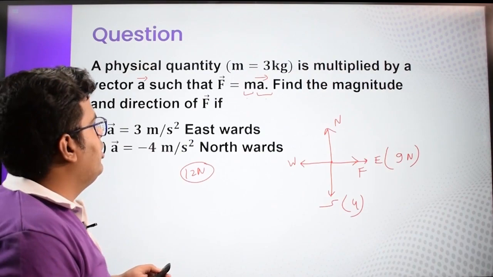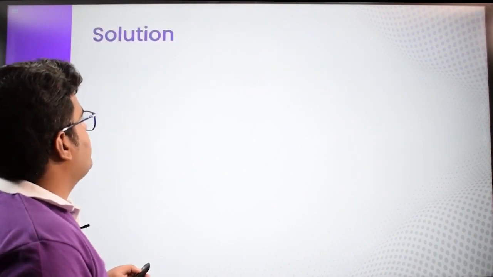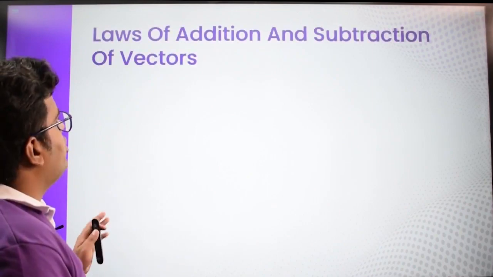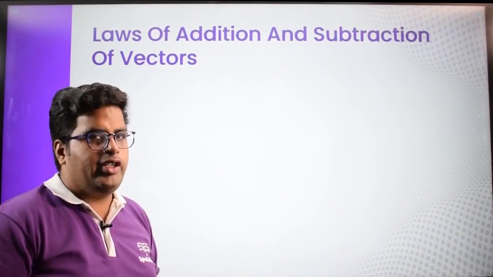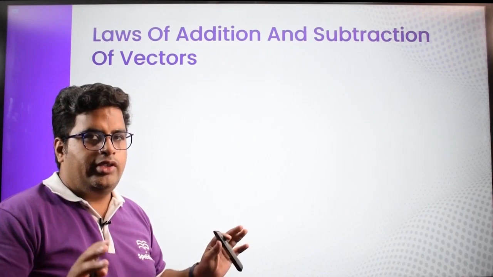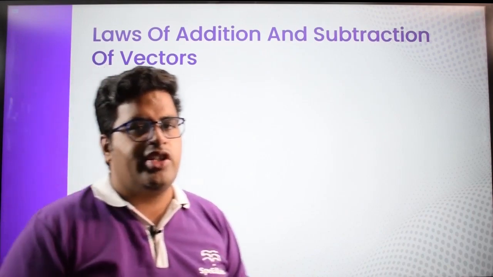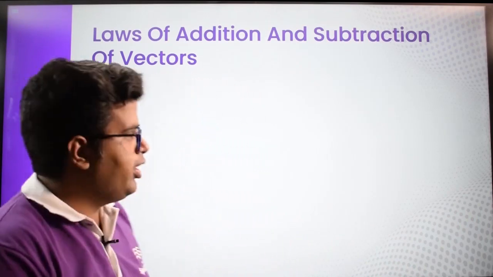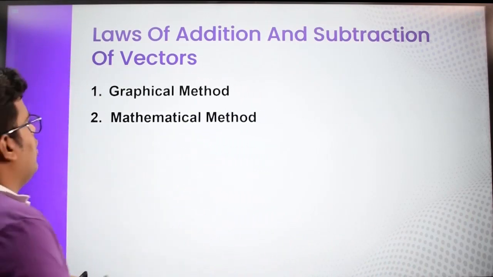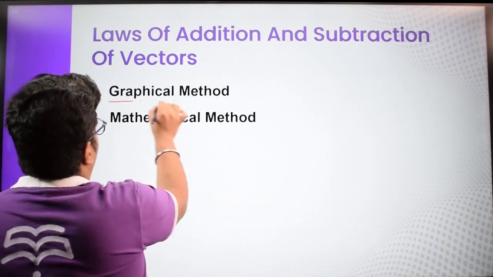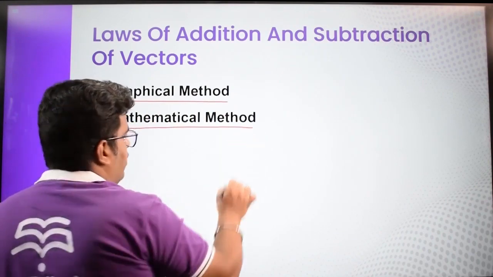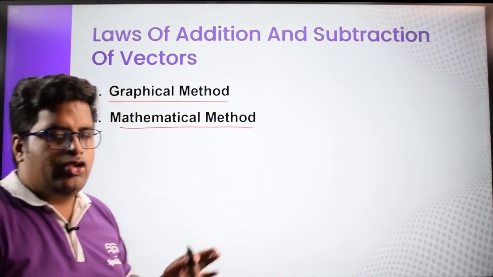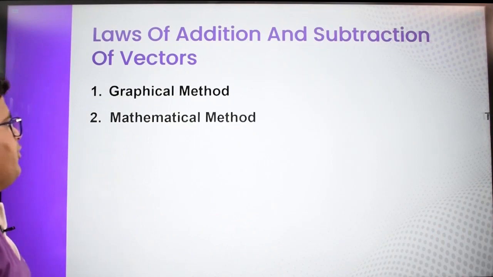Now we have another important thing related to this, that is going to be the laws of addition and subtraction of vectors. We want to study how two vectors can be added or subtracted. For that we have certain laws, so let us discuss them one by one. For that we have a graphical method and also a mathematical method. So first we're going to study the graphical method.